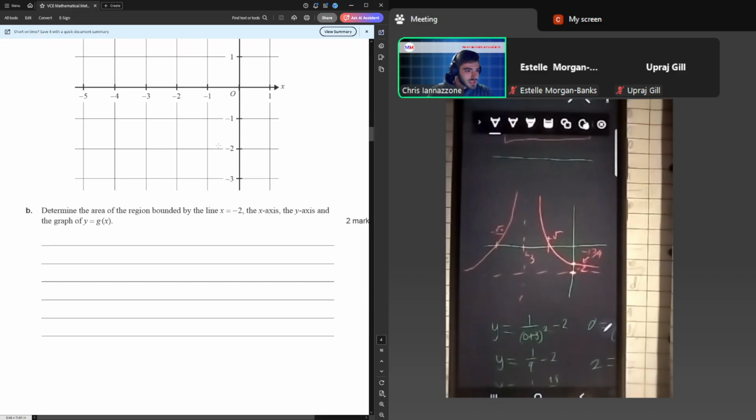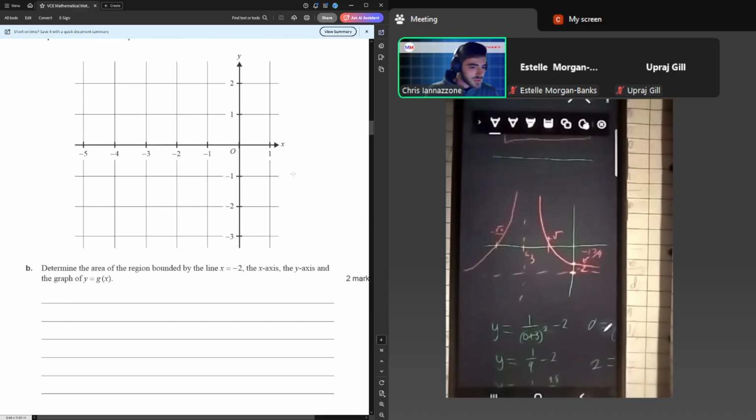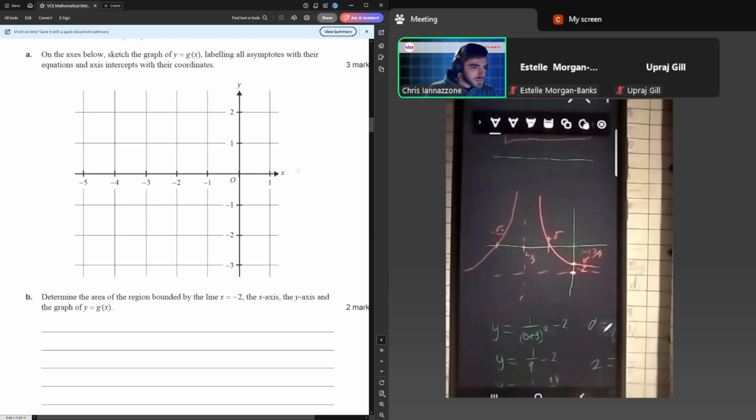Next up, determine the area of the region bounded by the line x equals -2, the x-axis, the y-axis, and the graph. Yeah, I won't give any hints off of this one immediately. Let's see what you guys can come up with. Area bound.